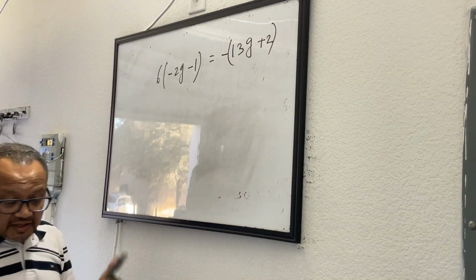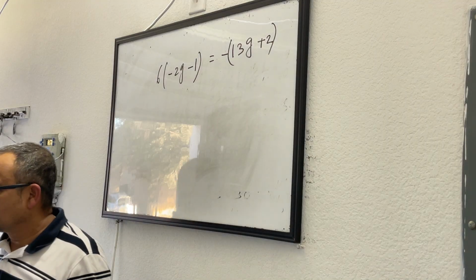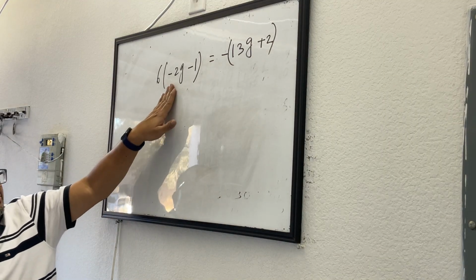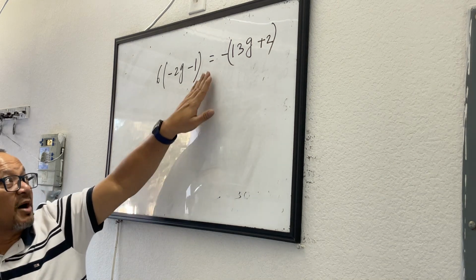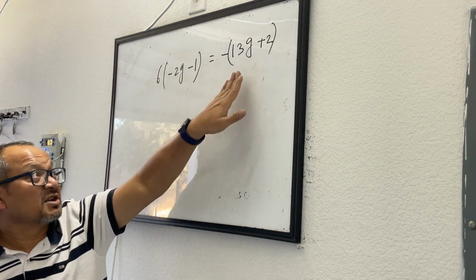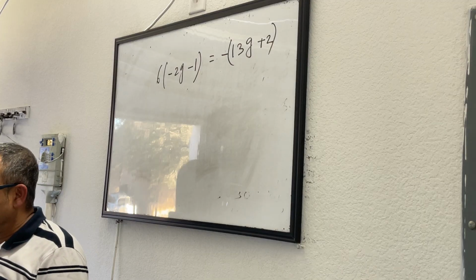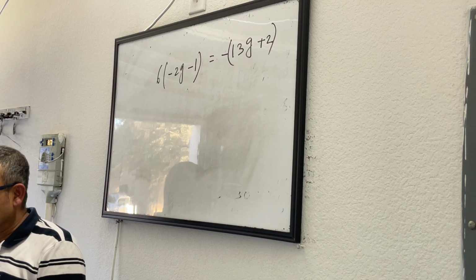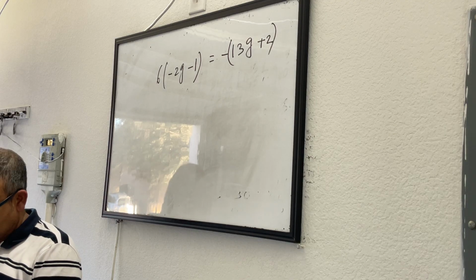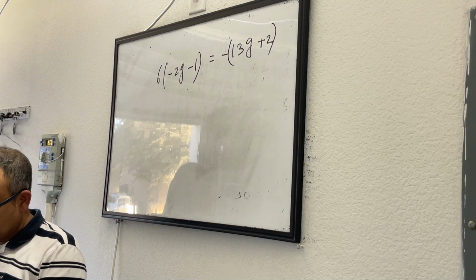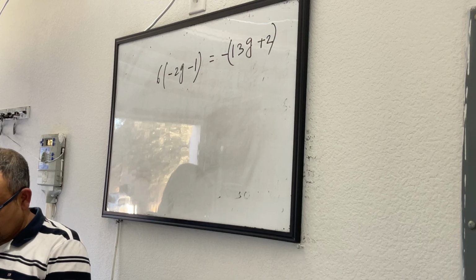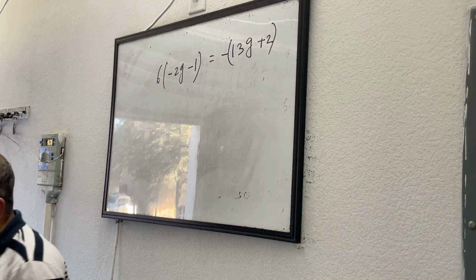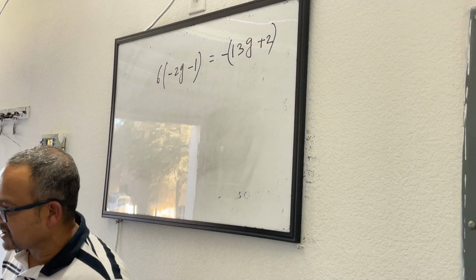This is the equation that you see on the board right now: 6 times (minus 2g minus 1) equal to minus (13g plus 2). Solve it for g. Did everybody see the question? Everybody? Then go for the kill. I want you to solve it for g and tell me what value of g you are getting.